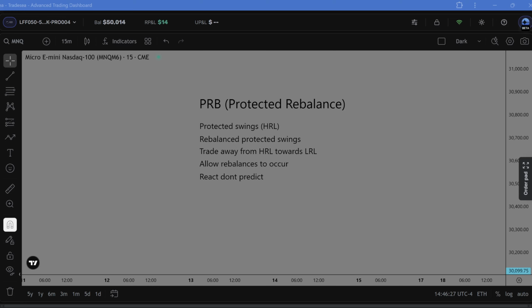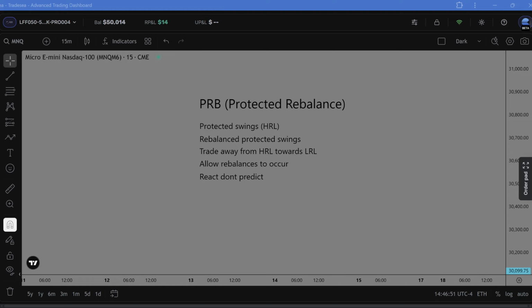Now, PRB stands for protected rebalance, right? And the reason it's called that is because they are the two main things we use that most models don't use, and they're the two main things you're looking for. So you're looking for protected swings or high resistance liquidity, which I will get into, what they are and how to find them. You are looking for rebalanced protected swings.